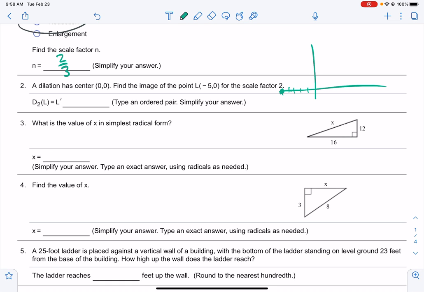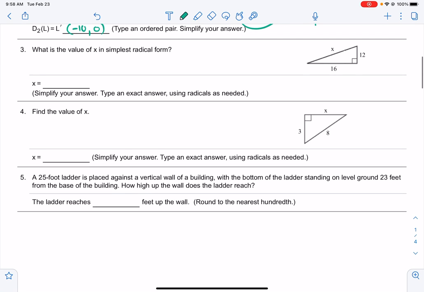All you have to do is take the scale factor and multiply it by the x and multiply it by the y. So 2 times -5 tells me that my new x value is going to be -10. 2 times 0 tells me that my new y value is still going to be 0. It's not going to change because 2 times 0 is 0.